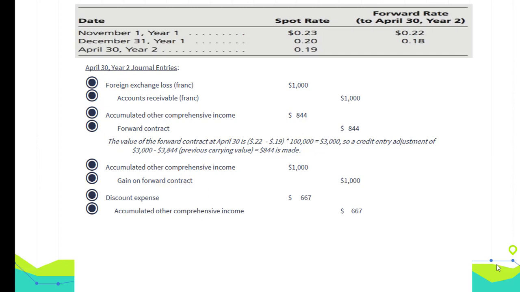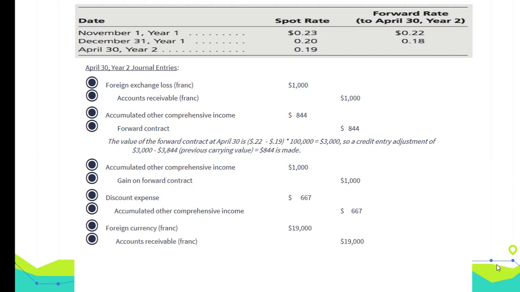And remember, the total discount expense was $1,000, and we had made an adjusting entry at December 31, year 1, of $333 for discount expense. Now we recognize the remaining amount of discount expense so that we get to total discount expense recognized of $1,000. We accomplish that with a debit to discount expense for $667. And there's an offset credit to accumulated other comprehensive income for $667.